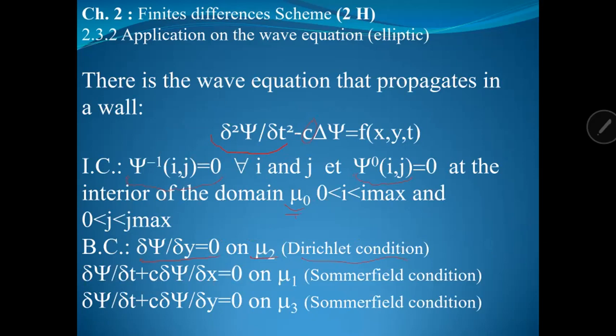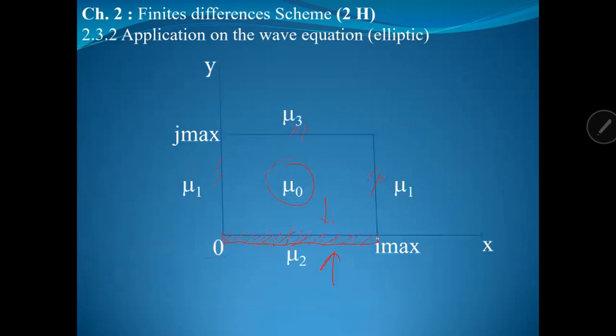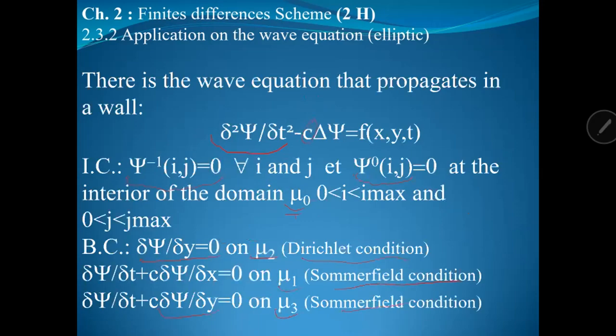And then we apply the Sommerfeld condition on mu 1 and mu 3. On mu 1, d psi over dt plus c d psi over dx equals 0, and on mu 3, d psi over dt plus c d psi over dy equals 0. Mu 1 is along x and mu 3 is along y. So we gave the initial condition, the Dirichlet condition, and the Sommerfeld condition.